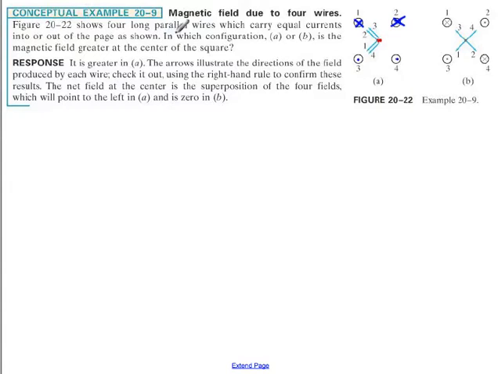Let's see, it just says, in which configuration is the field greater at the center. So you can just use the right-hand rule to think about the field. That's what I would do. So this guy over here, if you stick your thumb out of the page, the field is curling this way, right? So that must be like this one. Okay, so let's do that.